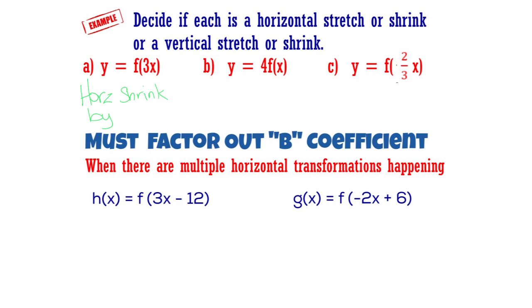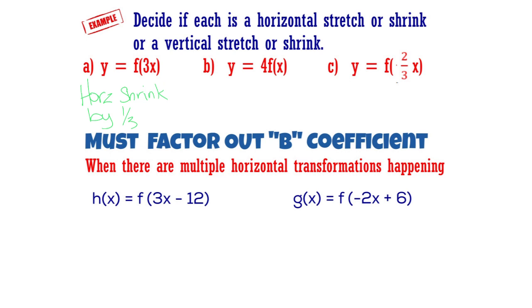I don't really say that it shrinks by 3, because that feels like that should be getting bigger. It shrinks by a third is what that would do. It's a third as wide because it's a horizontal shrink. It's a third as wide as it would originally be.